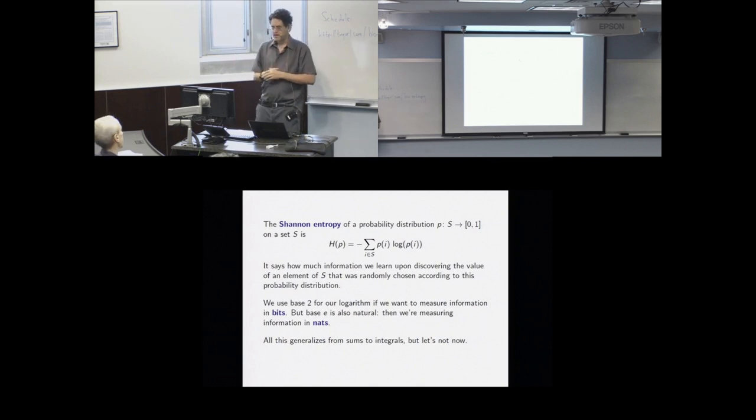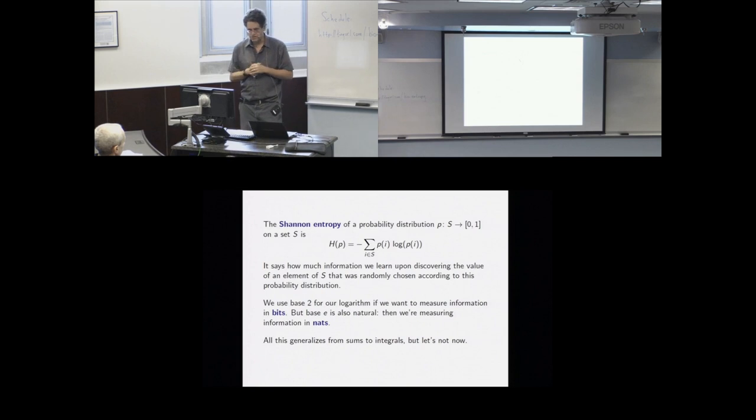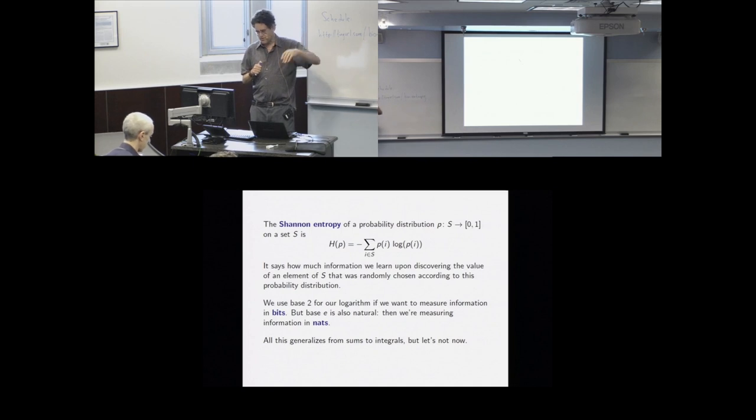So in a very simple sense, the entropy is bigger when the probability distribution is more evened out or more flat. But Shannon argued very convincingly that this number is a good way to measure how much information you learn upon discovering the value of an element of S that's been randomly chosen according to this probability distribution. So at first you don't know what the element is, you just know this probability distribution, and then someone flips the coin or whatever and picks an element distributed that way, you learn something, and this is how much on average you learn.